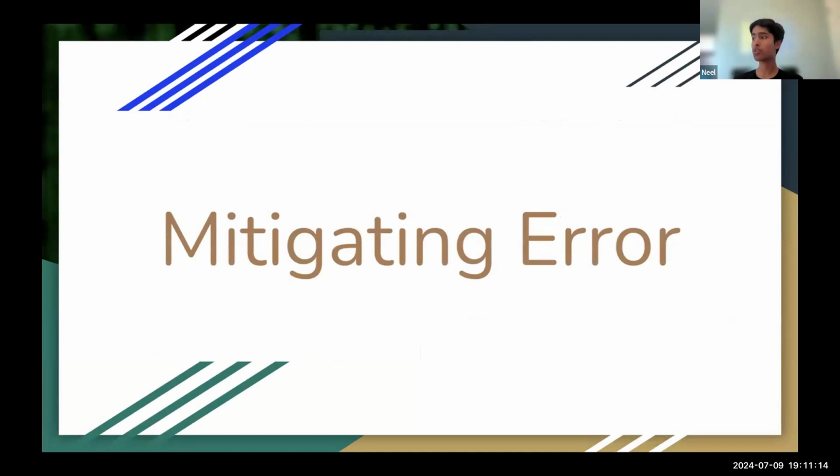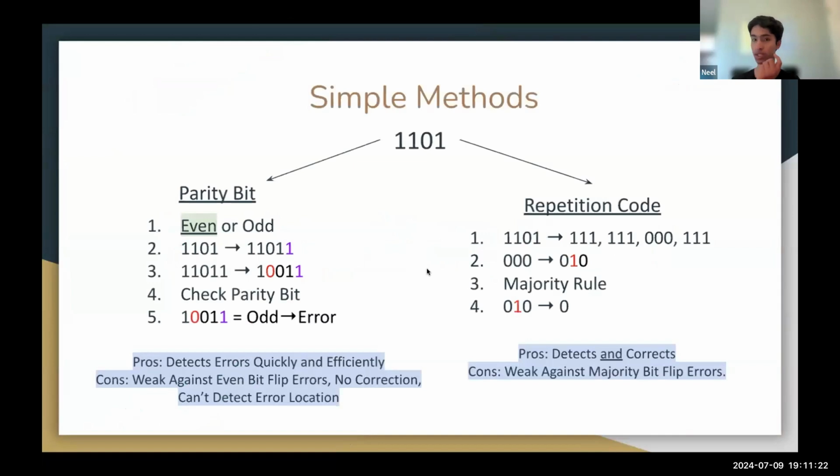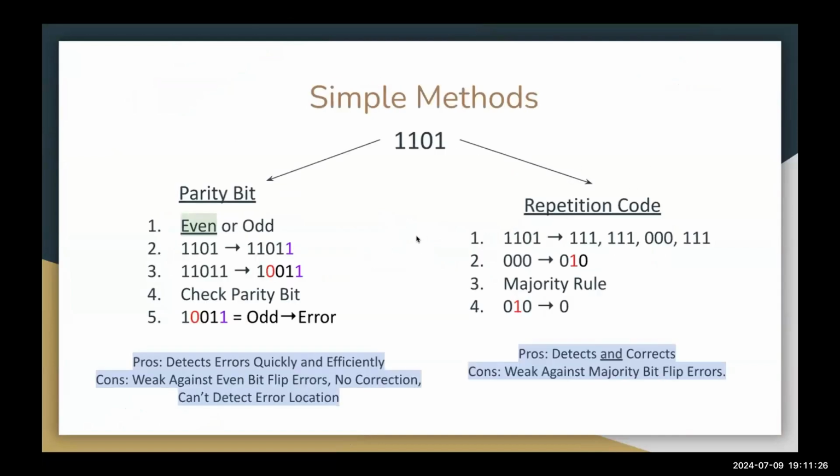In the parity bit method, you decide whether you want to use an even parity bit or an odd parity bit. In this example, we'll choose even.